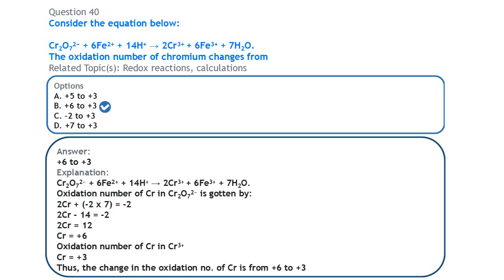To get the value of Cr, the oxidation number of chromium, we bring -14 over to begin with. So this will become 2Cr equals -2, and -14 comes here and becomes +14. So you have -2 plus 14, and that is 12. To get the value of Cr, we then divide both sides by 2, so we have Cr equal to +6. That is, the oxidation number of chromium here is +6, and here it is +3. So it has changed from +6 to +3.